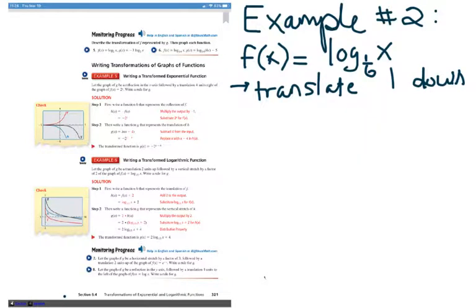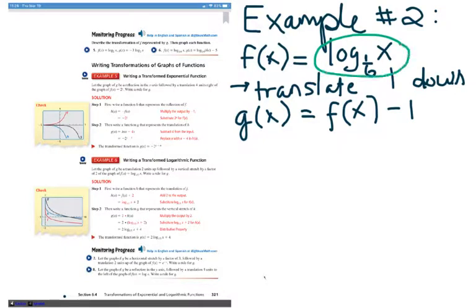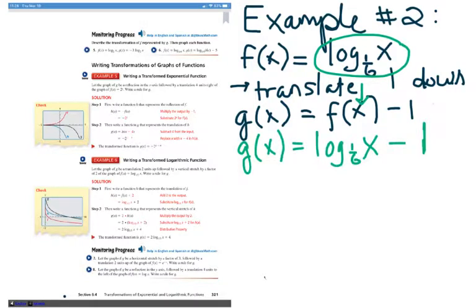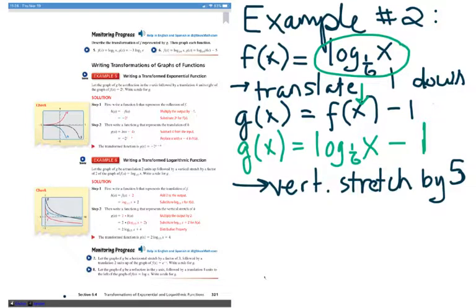So for my second example, now I have a log function, log base 1/6 of x. If I'm going to translate it one down, remember you're going to move your y's. That's a vertical shift. And all I'm basically going to do is do f of x minus 1. So whatever f of x is, which I'm circling, it goes right there, and you take away a 1. Now I want to do a vertical stretch of, let's say, factor of 5, then my new function h of x is going to be 5 times g of x.